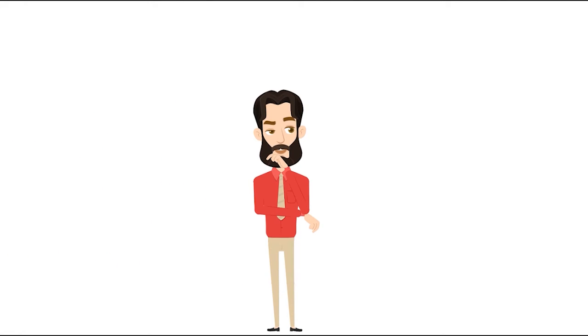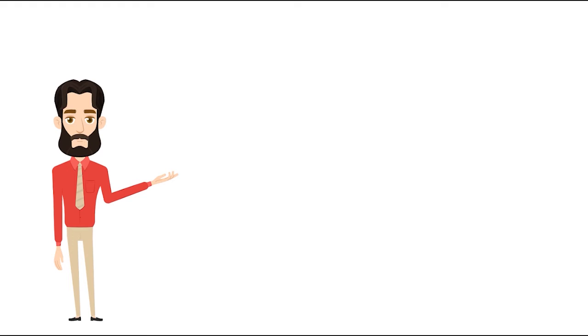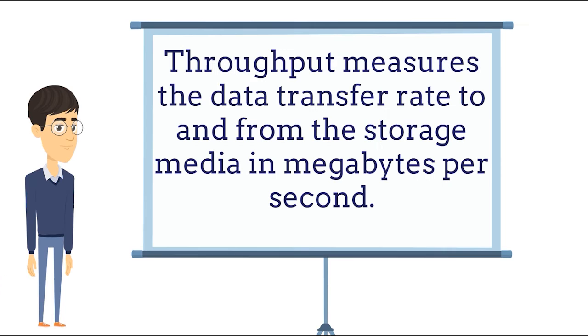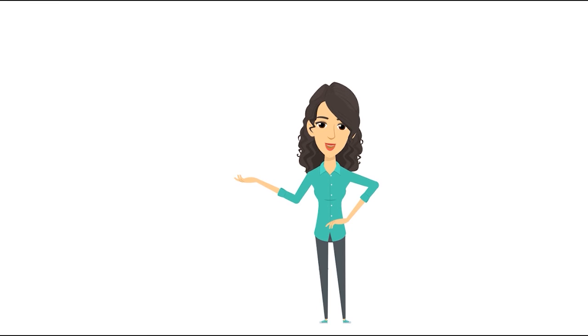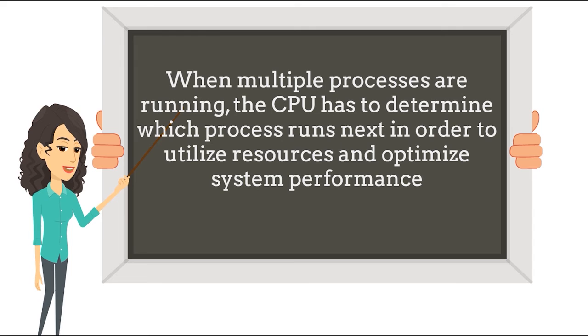What is the relation between the size of PCB and system throughput? At first, what is throughput? Throughput measures the data transfer rate to and from the storage media in megabytes per second. Let's see the relation. When multiple processes are running, the CPU has to determine which process runs next in order to utilize resources and optimize system performance.